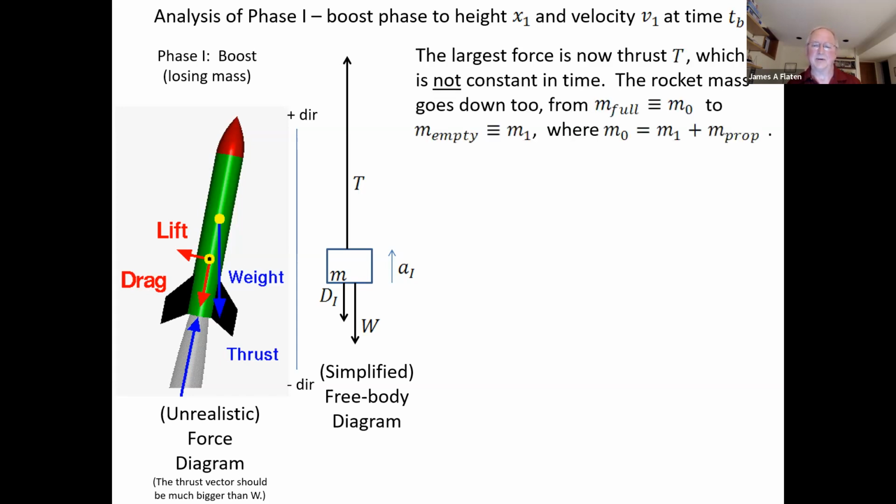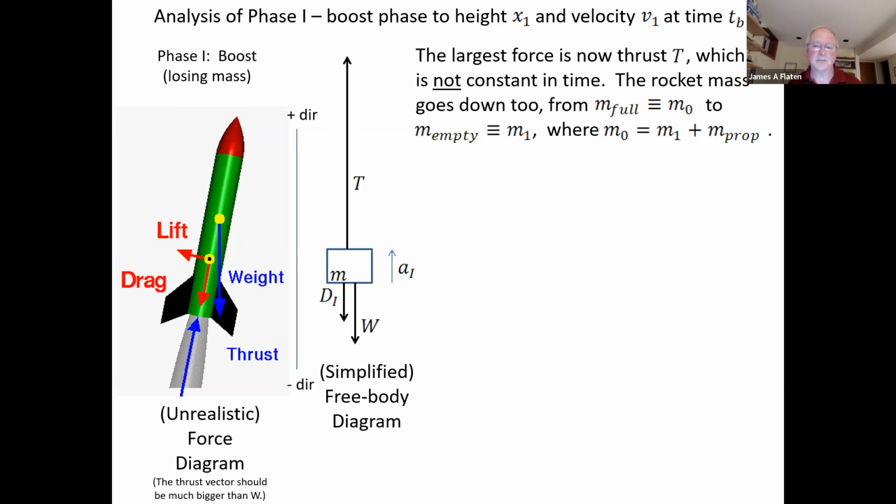We can do a little tiny bit with this though. The largest thrust is T, and although it's not constant in time, it might be predictable. You might have a thrust curve, for instance, that tells you, yes, the thrust is high at first and lower later, or perhaps it's fairly level. Okay. The rocket mass changes. It goes from the full loaded mass, call that M0, down to the empty mass of the rocket.